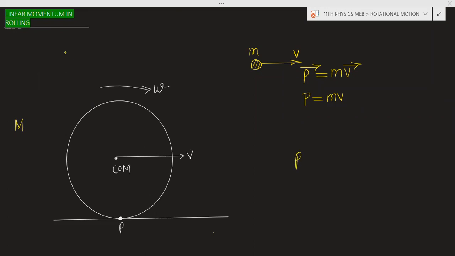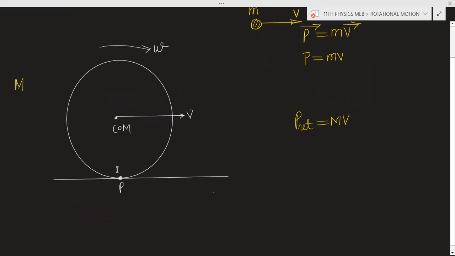The net momentum of the body performing the rolling motion, rolling meaning moving linearly and rotating at the same time, you will get the result as mass into velocity of center of mass, mv: the total mass of the body multiplied by the velocity of the center of mass. So now we will derive this result.